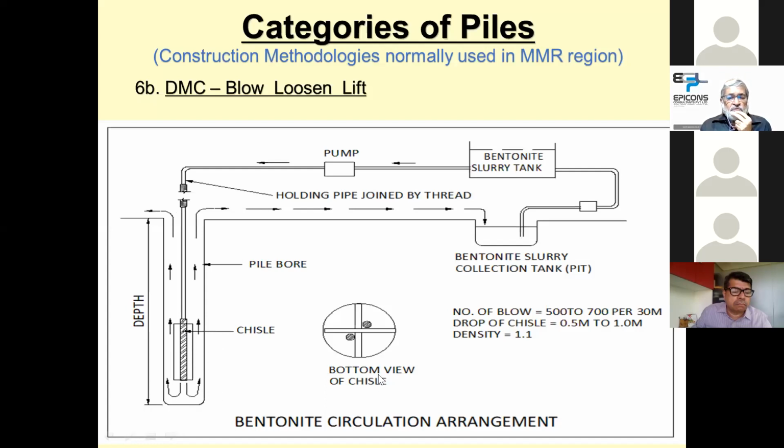So because of the blows of the hammer, the rock, whatever rock it is, soft or hard, is crushed into very small pieces, and with the pressure of the bentonite, it goes up. Bentonite has density a little more than water, say 1.1, 1.15, and all the small pieces of the rock float or are forced upwards, and they are taken out.